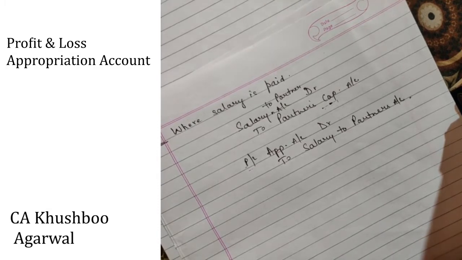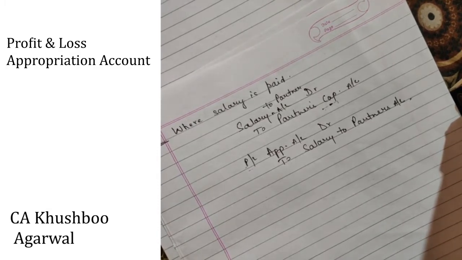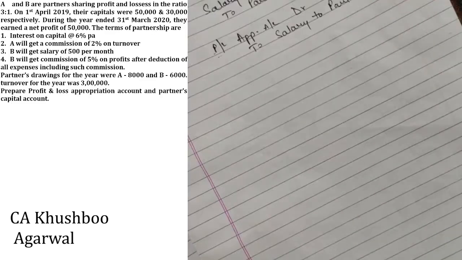Now that we have seen the basic journal entries, let us move into a question. So let us begin with the question. It is given in the question that A and B are partners sharing profits and losses in the ratio 3:1. On 1st April 2019, their capitals were 50,000 and 30,000 rupees respectively. During the year ended 31st March 2020, they earned a net profit of 50,000 rupees. The terms of partnership are interest on capital 6% per annum.